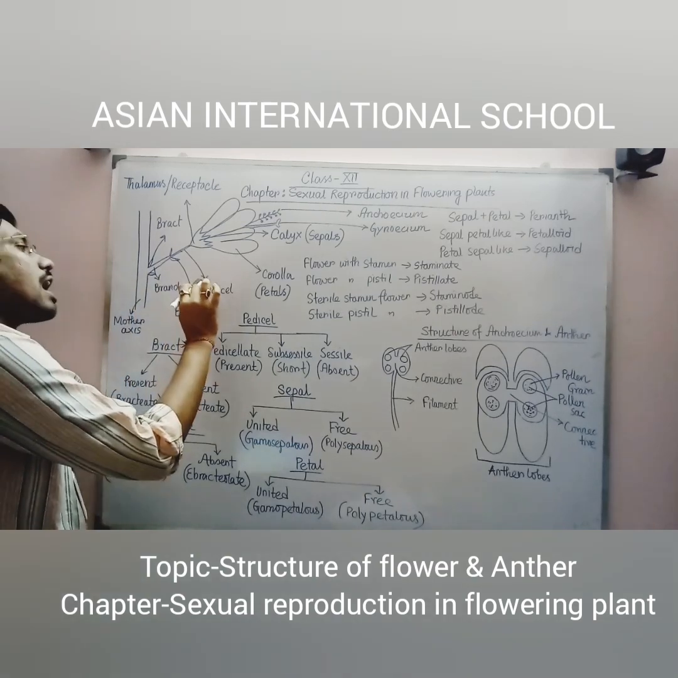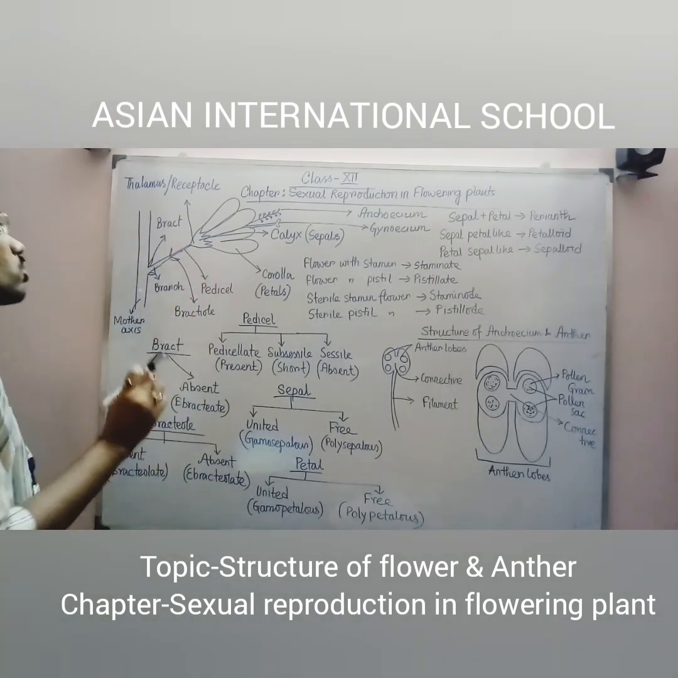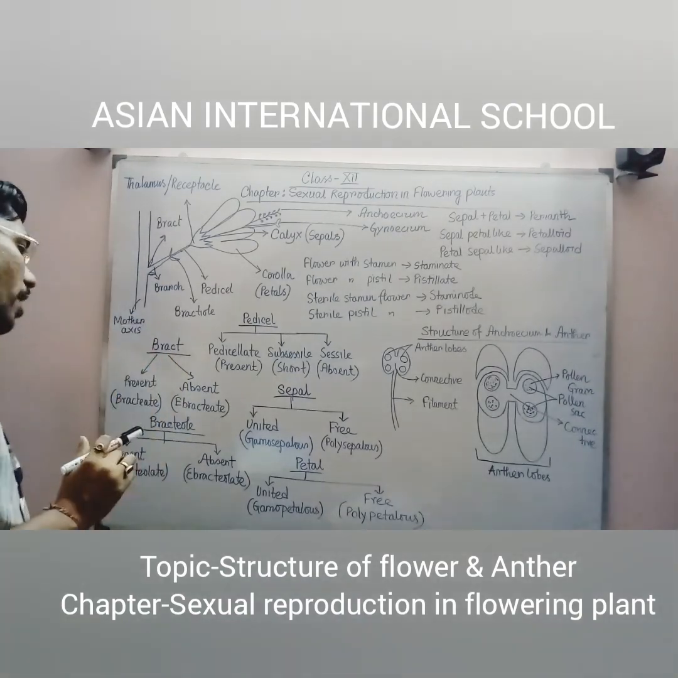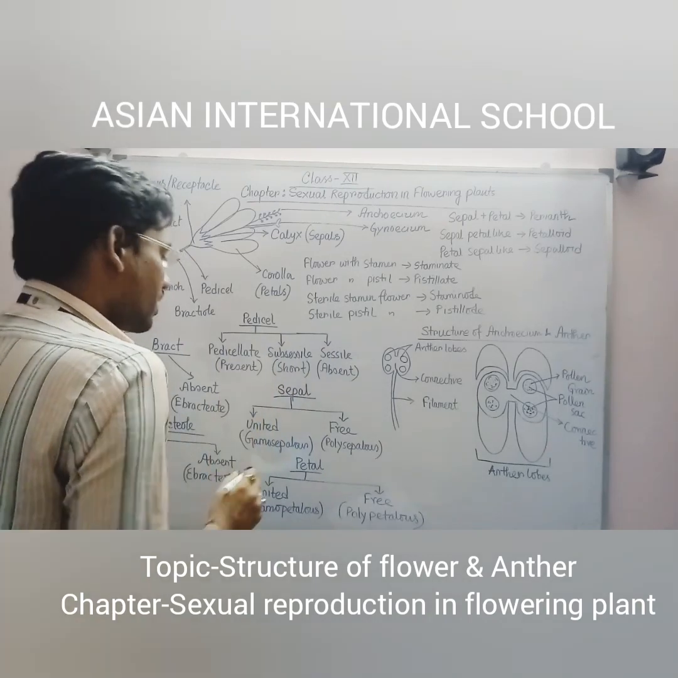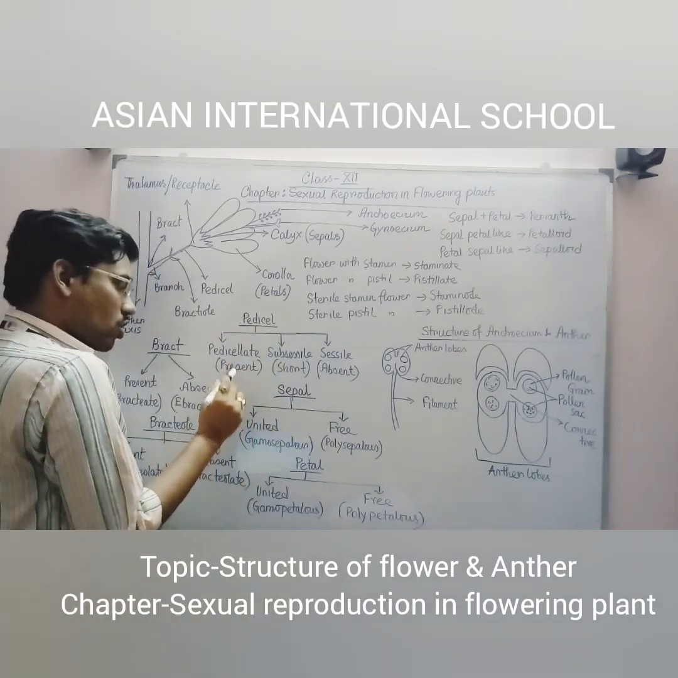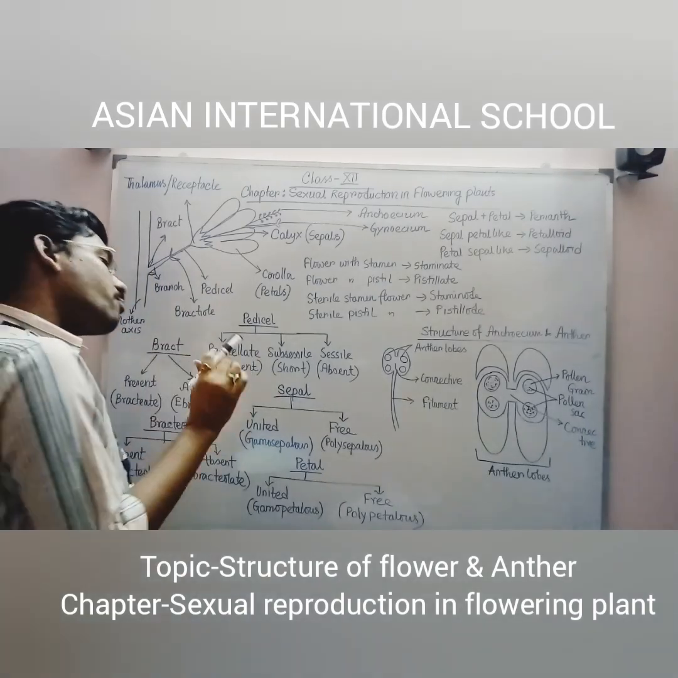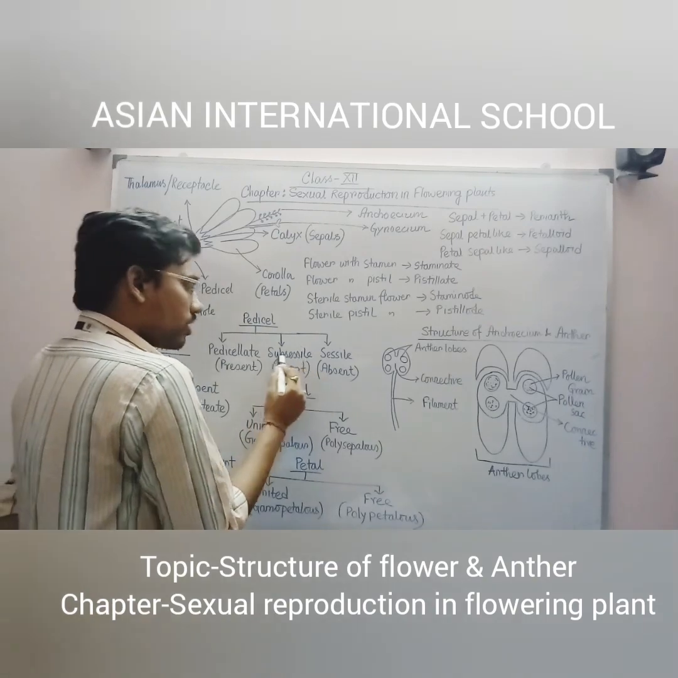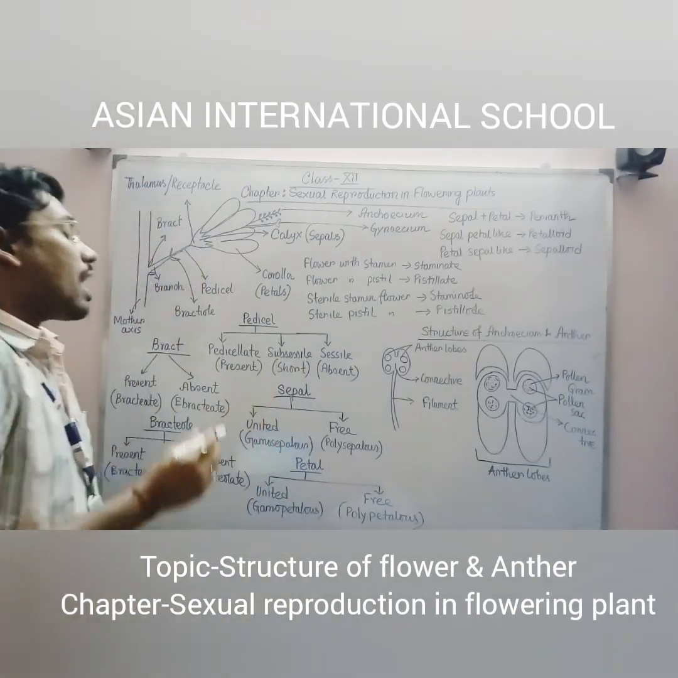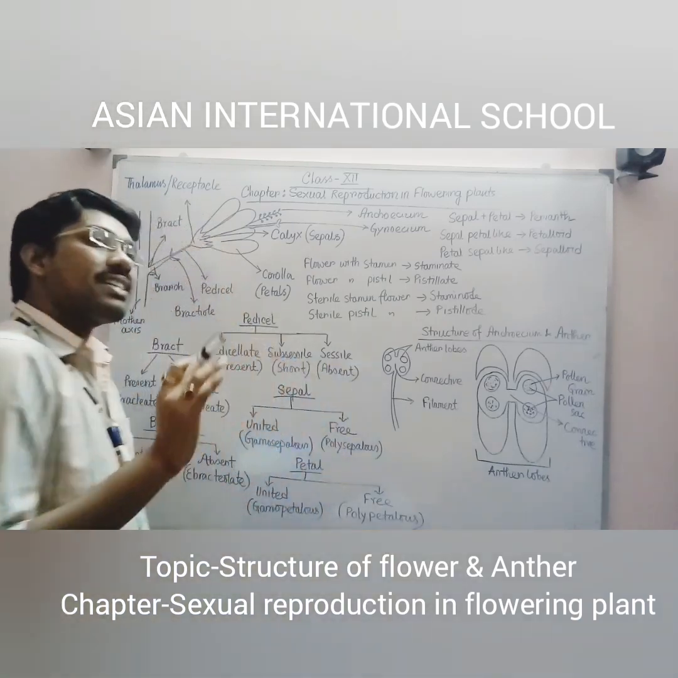Now pedicel, already I have told you, is the small stalk of the flower. Based on this pedicel also we have classified the flower. If the pedicel is present, that flower is called a pedicellate flower. If the pedicel is present but short in size, then that flower is commonly known as a subsessile flower. And if the pedicel is totally absent, then it is commonly known as a sessile flower.